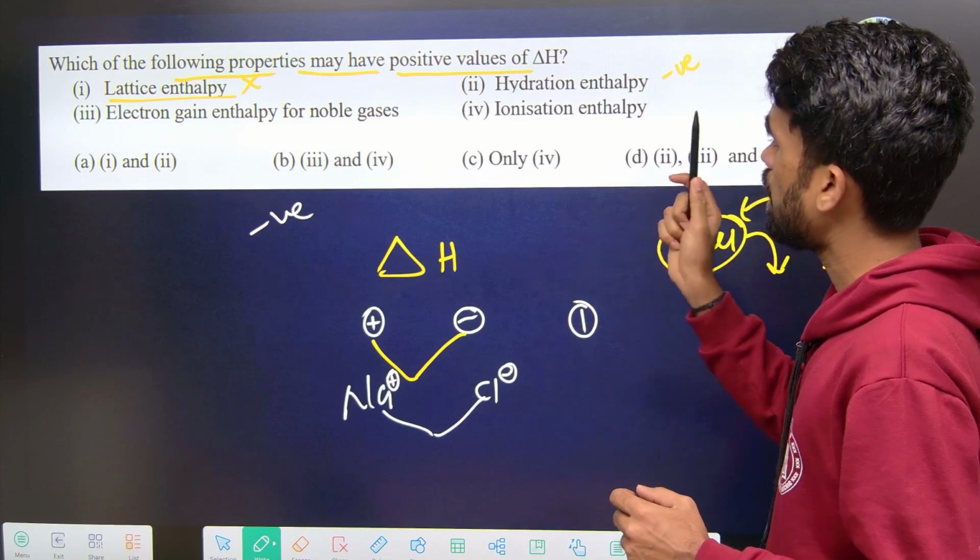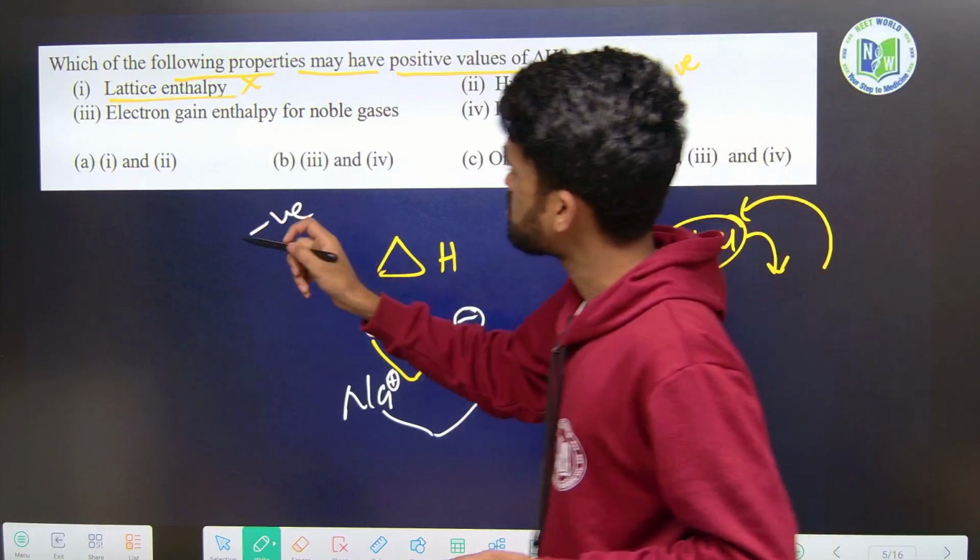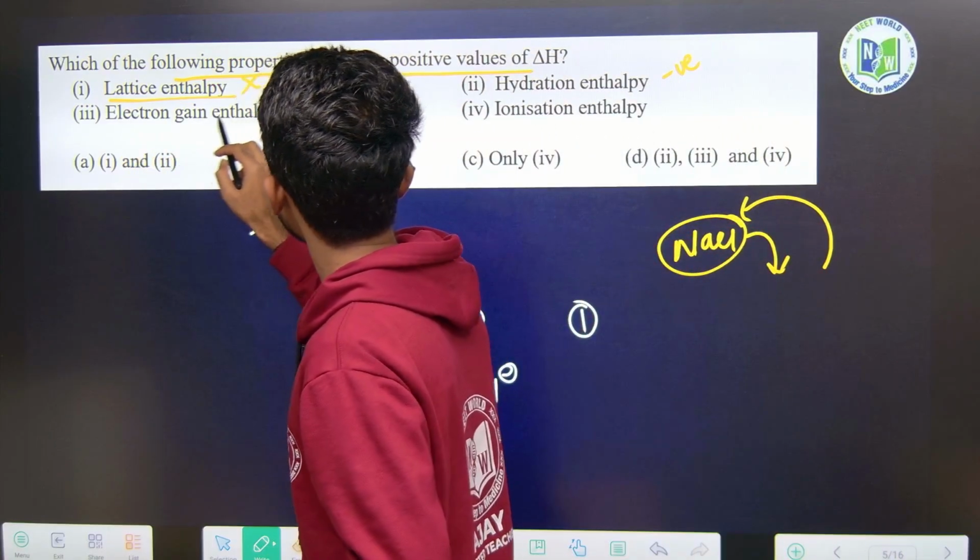Not A and B. Let's go with the other options. Here we have electron gain enthalpy for noble gases.